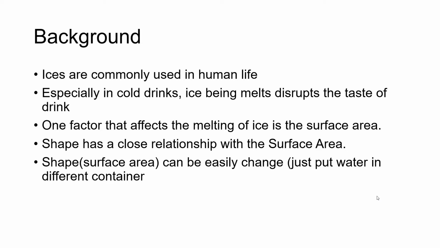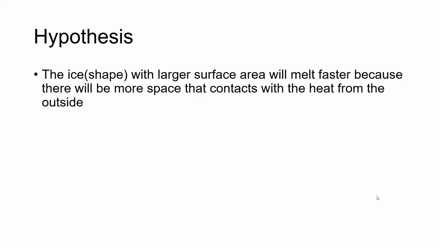And one factor that affects the melting of ice is surface area, and the one that has a close relationship with surface area is shape. So the shape is going to be involved in changing the surface area, which can be easily changed by just using a different container for the ice. So the hypothesis is that ice with larger surface area will melt faster because there will be more space that contacts the heat from the outside.